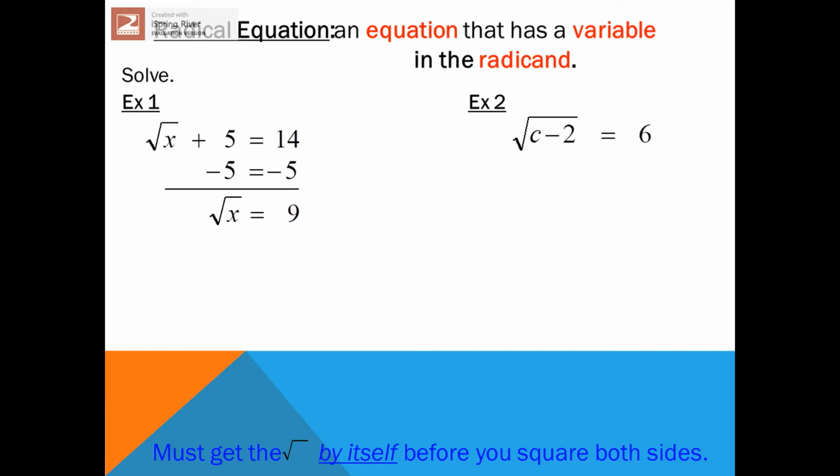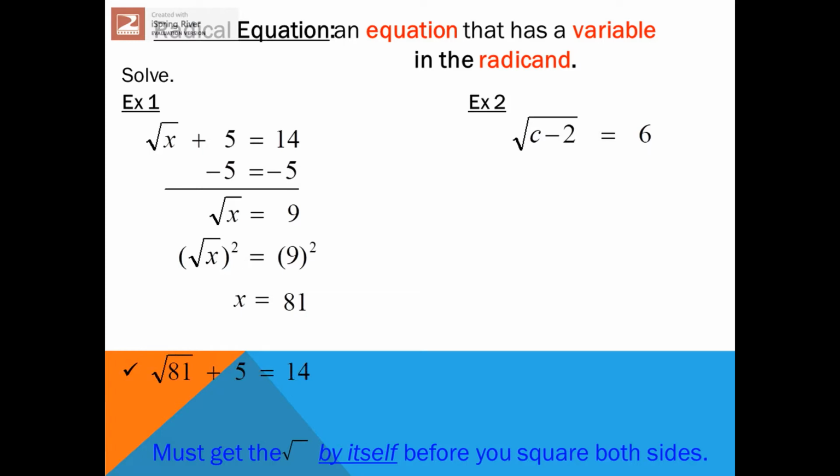How to cancel the square root? We need to square both sides of the equation. So x is equal to 9 squared, or x is equal to 81.